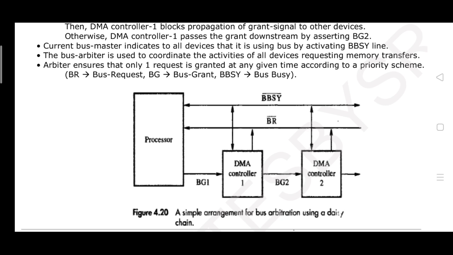So similar to that diagram, only instead of devices, it is marked as DMA controller. It is the continuation of the DMA controller now. You can mark the various DMA controllers as devices also, but it is better to use the same terminologies as in the textbook. So DMA controller 1, DMA controller 2 and so on, up to DMA controller n, n number of DMA controllers are connected together through a bus, and it is connected to the processor.